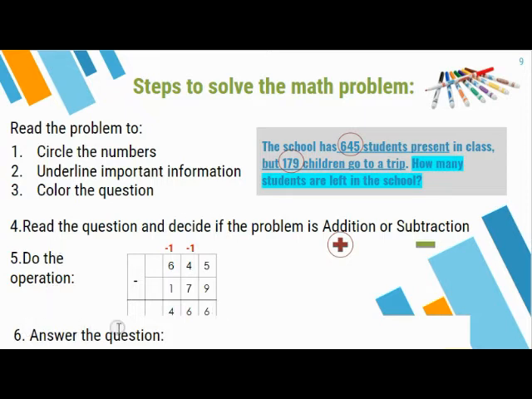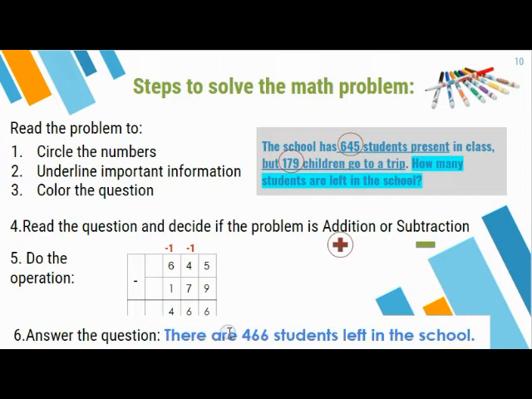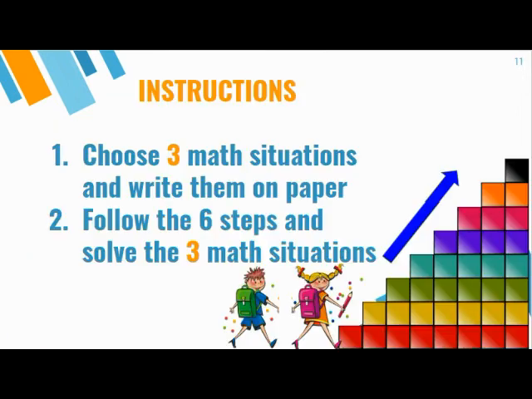But you need to answer the question. The question says, how many students are left in the school? The answer is, there are 466 students left in the school. And the problem is completely solved. If you pay attention, we have 6 steps or 6 instructions.